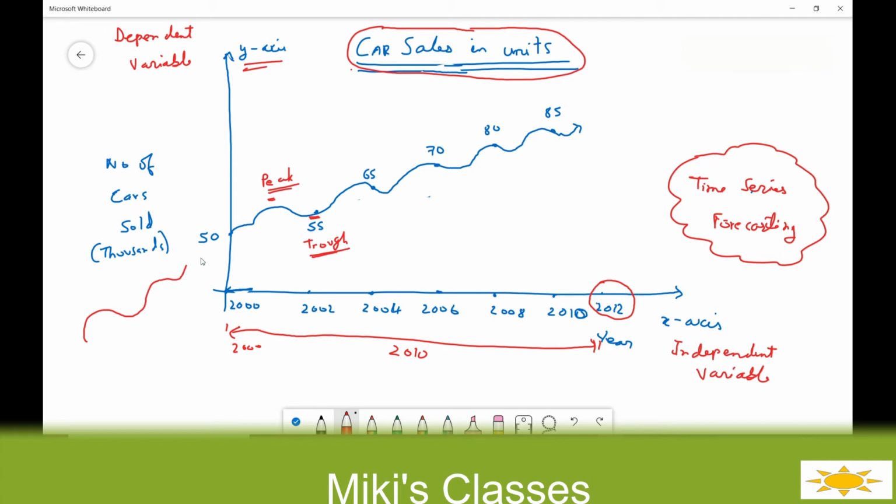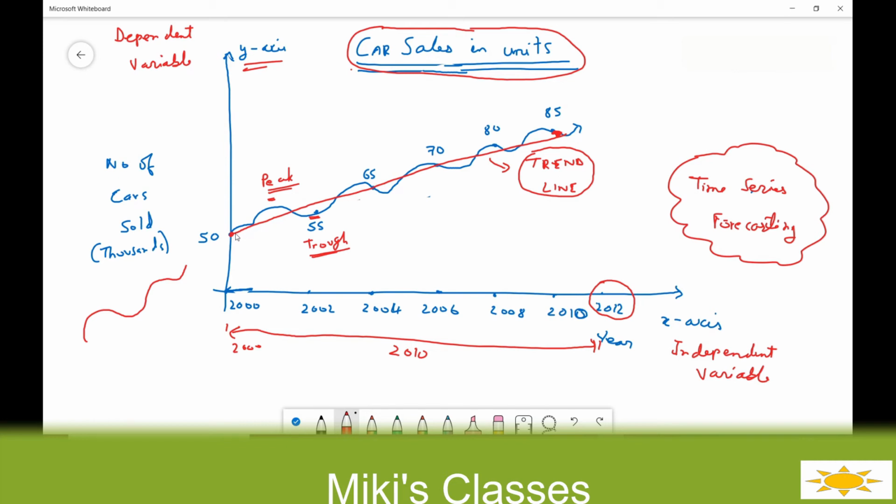Okay. But over a period of time, you find out that from 50, car sales has moved up to about 85. So if you join the 2 points, let's say, from 50, it has gone up to 85. This is what you call a trend line. This red line is called the trend line. I haven't exactly used the mathematical formula to find out the trend line, which I'll tell you later. But for now, what is the trend line?